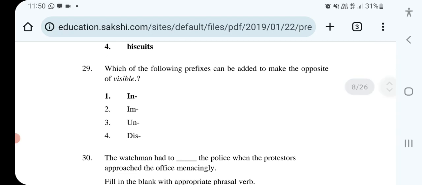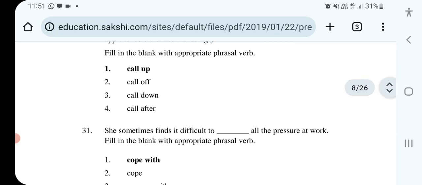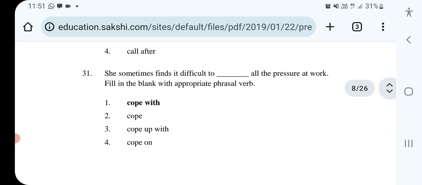Which of the following prefixes can be added to make the opposite of visible? Visible, invisible. The watchman had to call up the police when the protesters approached the office menacingly. Call up. She sometimes finds it difficult to cope with all the pressure at work. Cope with.